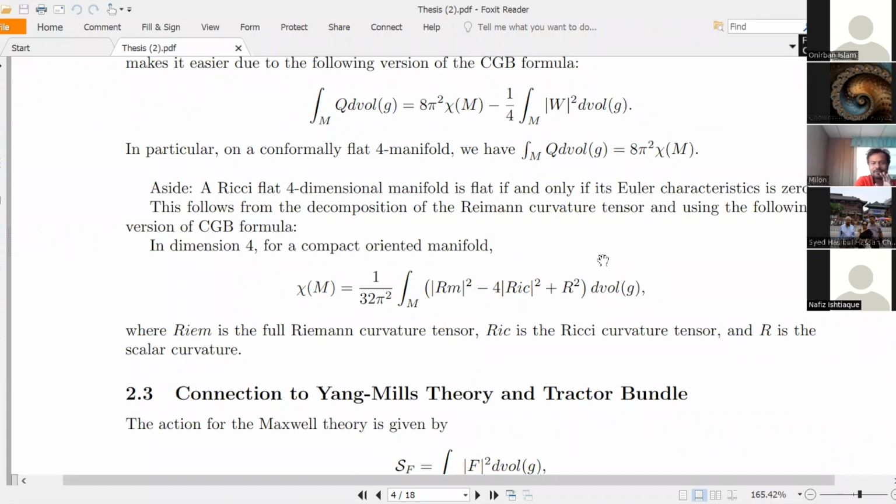Can you guys follow this argument? What I said, whenever you have a Riemannian manifold which is Einstein, that guy is flat if and only if the Euler characteristic is zero. And it comes from this version of the Chern-Gauss-Bonnet formula. Again, whenever I'm taking the integral, all the time my manifold is oriented. Otherwise, the integral doesn't make any sense.